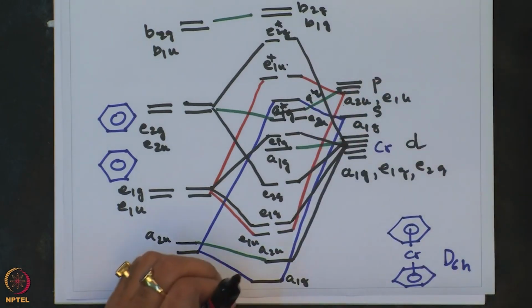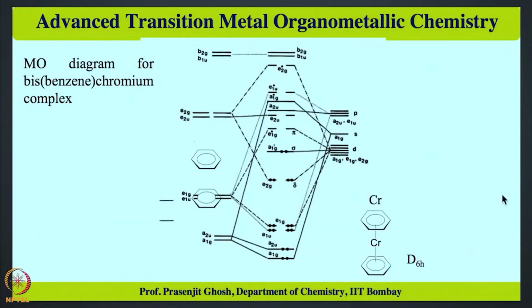Now this is done in a qualitative way. The more quantitative picture obviously is given on the screen. It is important that one constructs this molecular orbital diagram just to get a feel for all the bonding and the non-bonding orbitals and how they interact.